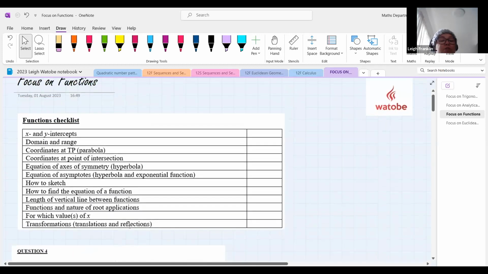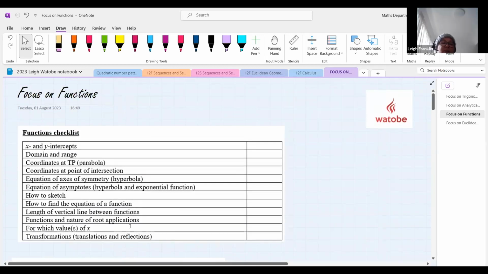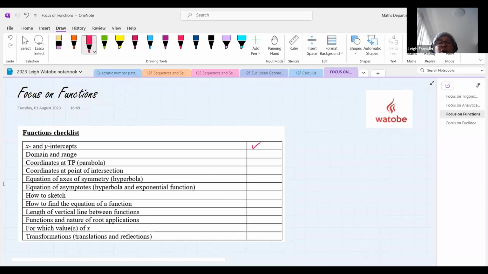What I also just wanted to share with you was a functions checklist. You can take a screenshot of this and then perhaps go through the checklist and say to yourself, are these things that I know how to do? X and Y intercepts, do you know how to calculate them? Do you know what the rules are? And then hopefully we can say yes. Do you know how to write down the domain and the range, the coordinates at the turning points of a parabola, whatever the case is?